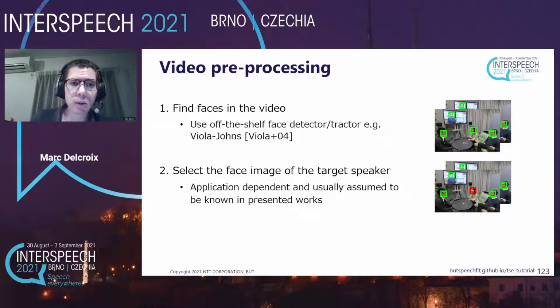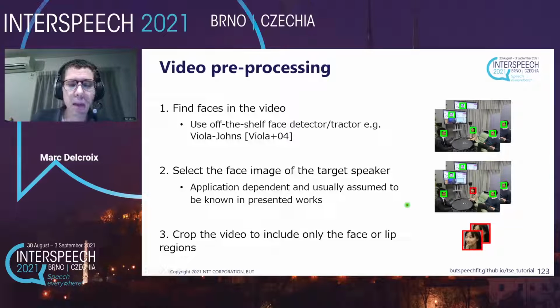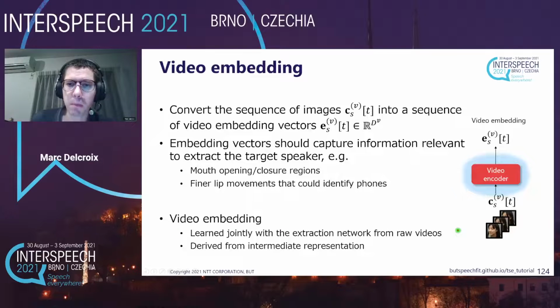Then we need to select the face image of the target speaker, and this would be application dependent, but in most of the work we'll be presenting, we assume that the user selected one of the speakers. And then we need to crop the video to include only the face or the lip region of the target speaker. Next, we input this cropped video to the video encoder that outputs a sequence of video embedding vectors, ESV here.